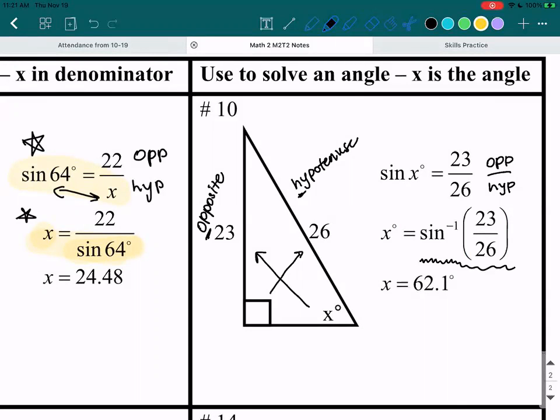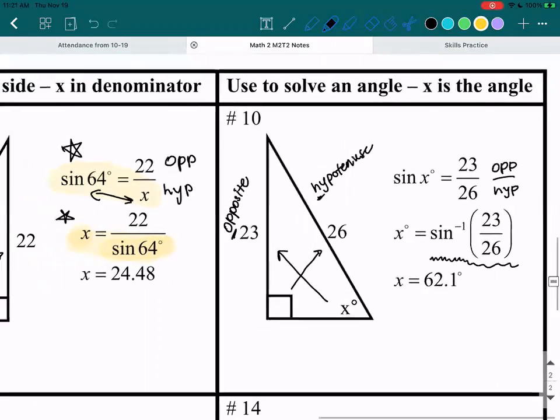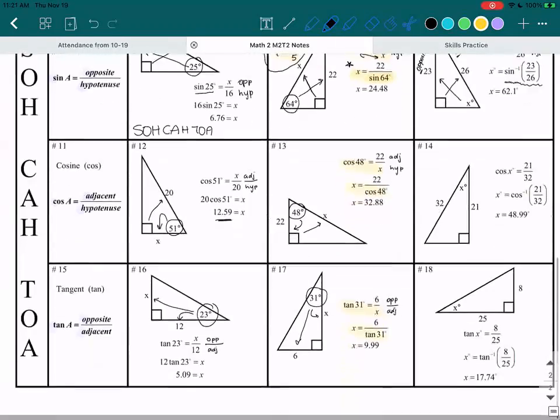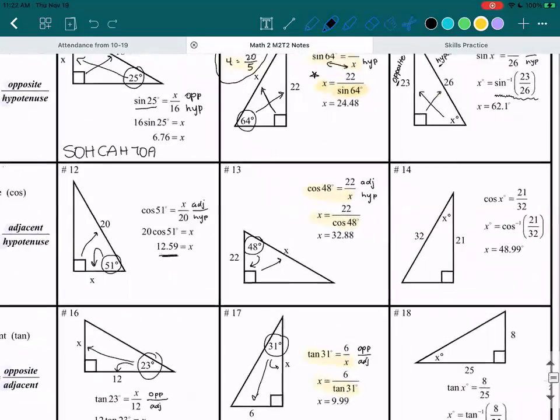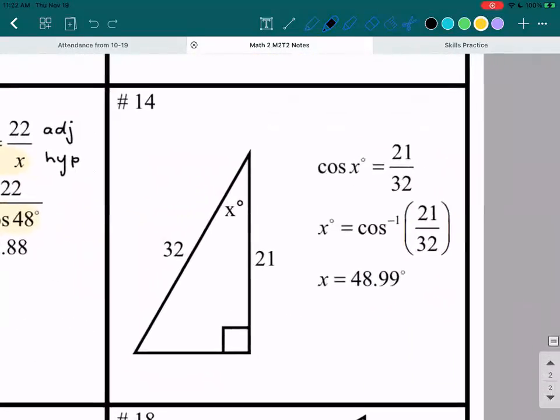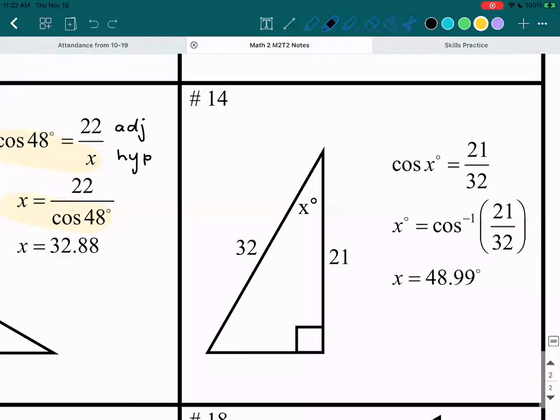All right, please interrupt me at any moment if you need to. Let's do the cosines. For cosines, we have the CAH part of SOHCAHTOA, okay? C stands for cosine, A stands for adjacent, and H stands for hypotenuse. That means cosine is equal to adjacent over hypotenuse. We've used cosine before to solve for a missing side. Now we're going to zoom in on this box to use cosine to solve for a missing angle.